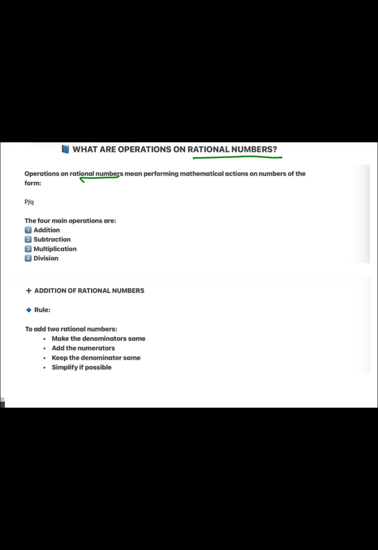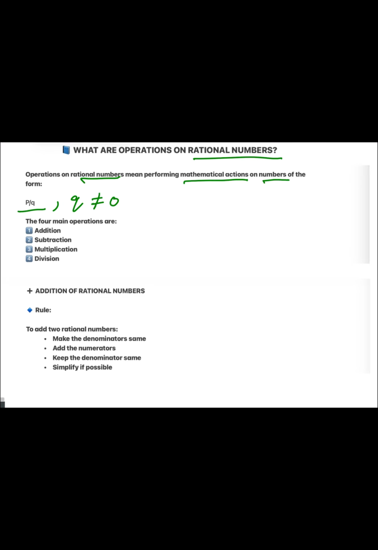Operations on rational numbers mean performing mathematical actions on numbers in the form of P over Q, where Q is not equal to 0. There are four main operations, that is addition, subtraction, multiplication and division.